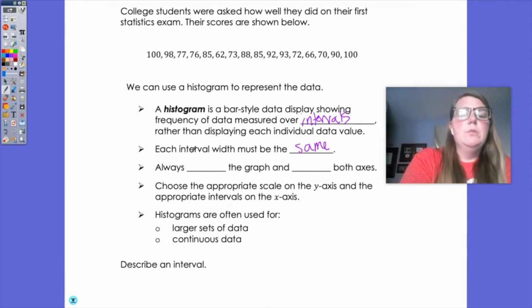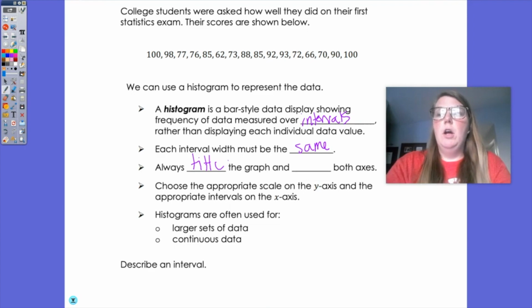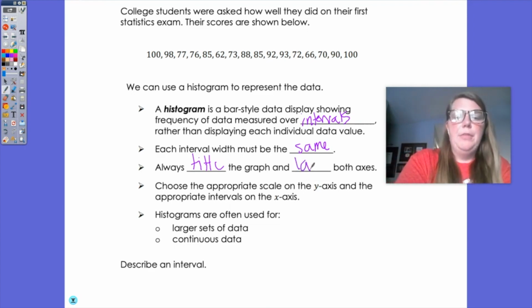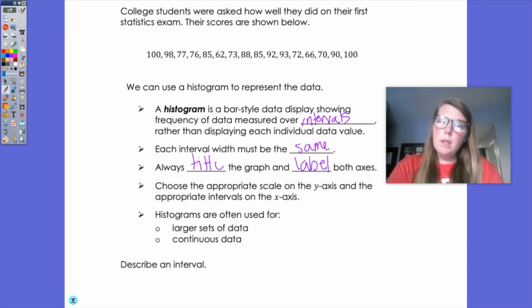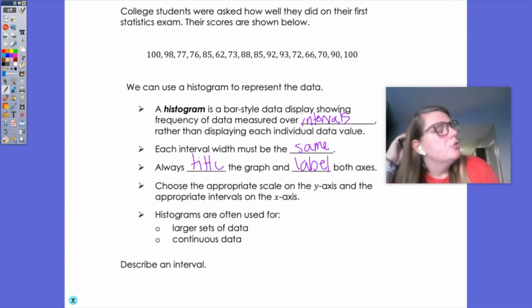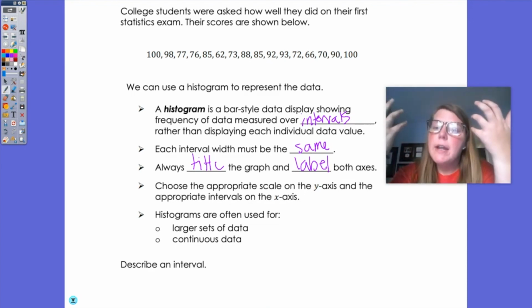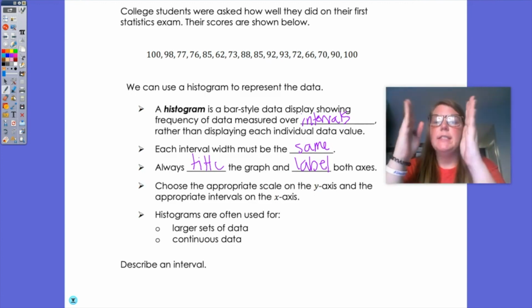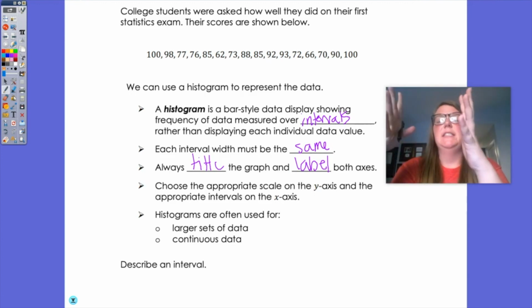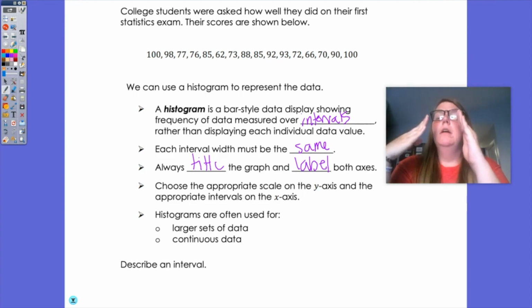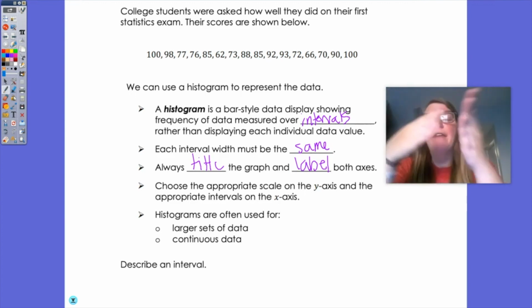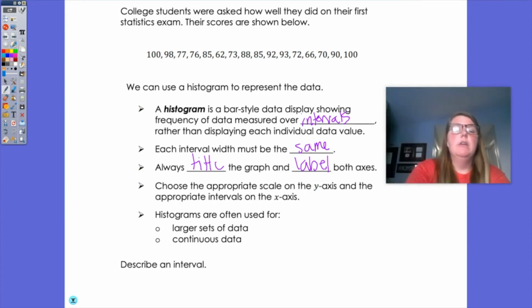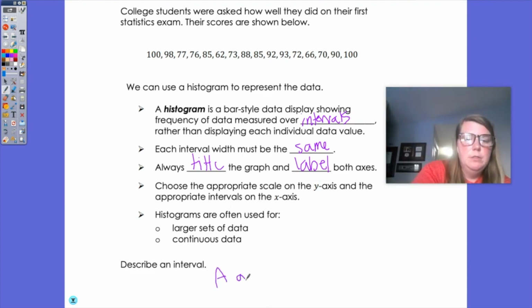And remember, we always want to title our graph, and we also want to label both axes. So we need to choose an appropriate scale. We usually use histograms when we're talking about large data and continuous data, because we can contain that data within a specific interval instead of having to do individual data points. An interval is just a range of values.